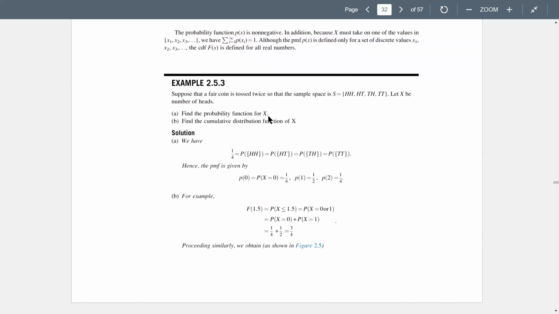Suppose X is the number of heads. Now X becomes heads. So can you have 0 heads? Yes. 0 heads is TT. There's only 1 out of 4. 1 head includes HT or TH. So 2 out of 4, that's half, 50%. And the probability of 2 is 1/4.